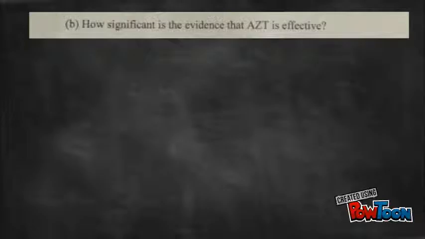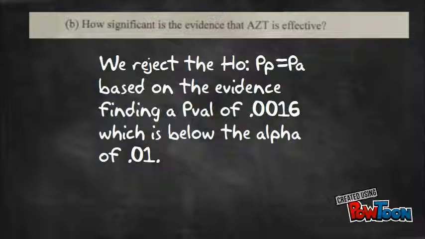There is evidence that this is statistically significant, and therefore we reject the null hypothesis that the proportion of placebo patients is equal to the proportion of AZT patients who will get AIDS. This is based on the evidence of a p-value of 0.0016, which is much lower than an alpha of 0.01 or any other reasonable alpha.